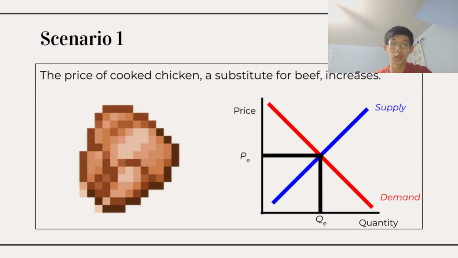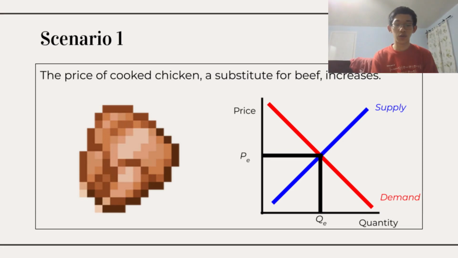Well, we first go to scenario 1, where the price of cooked chicken, a substitute for beef, increases. For each scenario, we want you to figure out what happens to the supply and demand curves. Pause the video and find out.